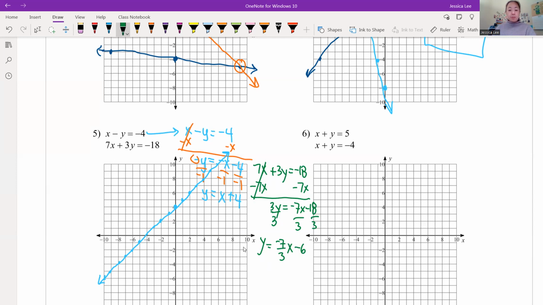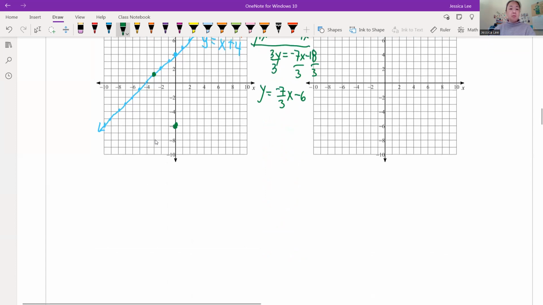All right, so here we go. This is what we're going to graph. We're going to start at -6. And again, this is a negative slope, so we know it's going to be decreasing. So we're going to go up 7. Here's 6, 7, and then to the left 3. 1, 2, 3, right there. So up 7, left 3.